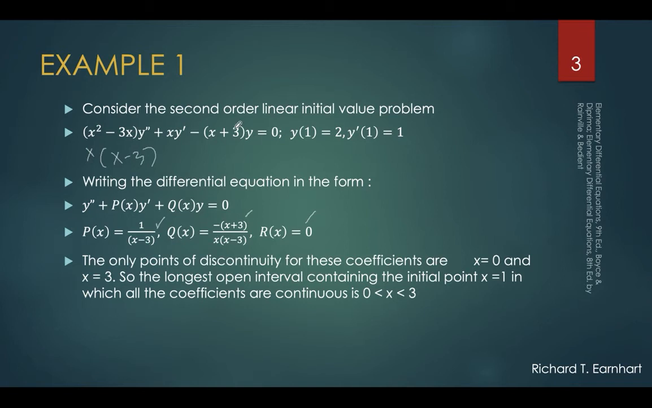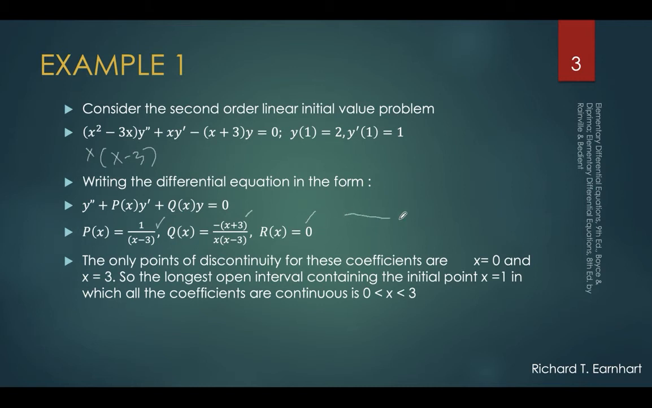So the only points of discontinuity for the coefficients are for p, the p of x is not defined at x equals 3, and for q the function is not defined at x equals 0 and x equals 3. Since r of x is equal to 0, it is defined for all possible values of x.